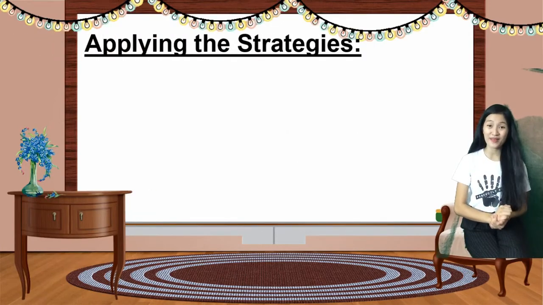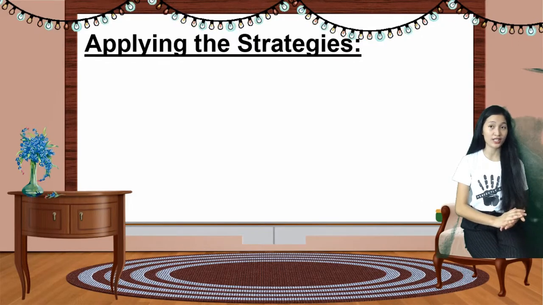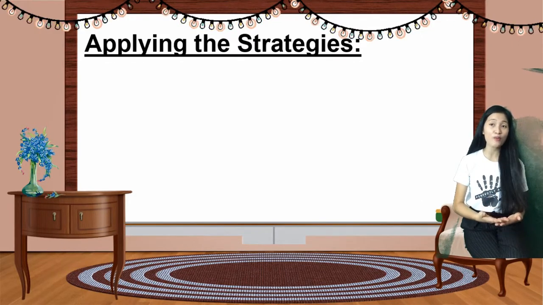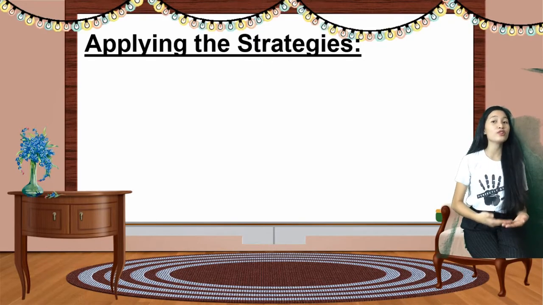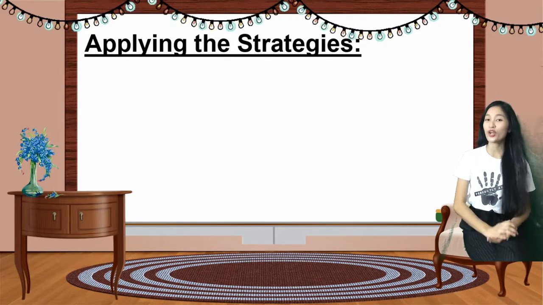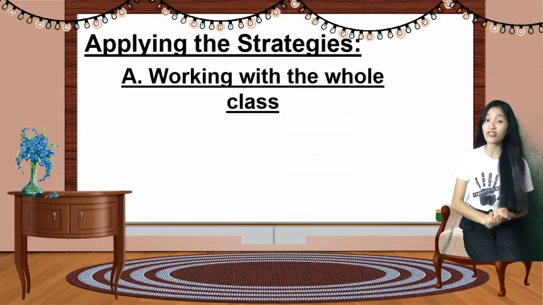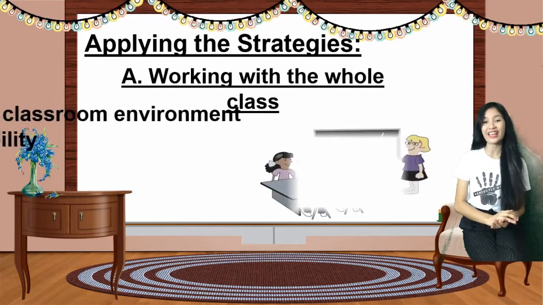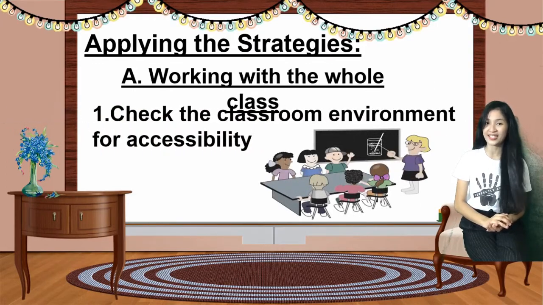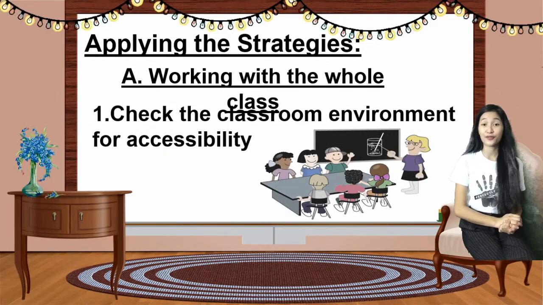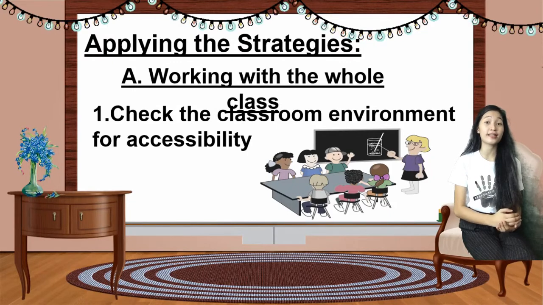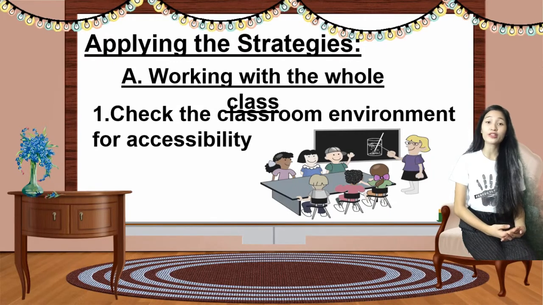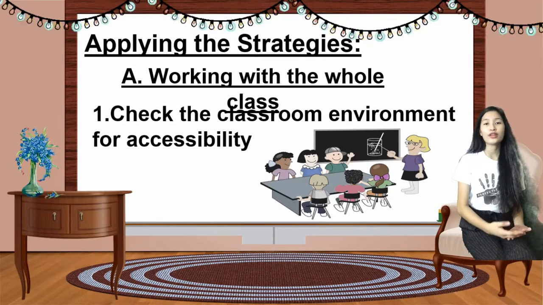Because orthopedic impairments vary in nature, we need to learn how to apply some strategies and learn about the specific impairment a child has to be able to address and act according to their needs. In working with the whole class, the first strategy to be applied is to check the classroom environment for accessibility. Scan the classroom to determine if any of the centers need to have wider spaces so that the child or the children could enter with his or her wheelchair.